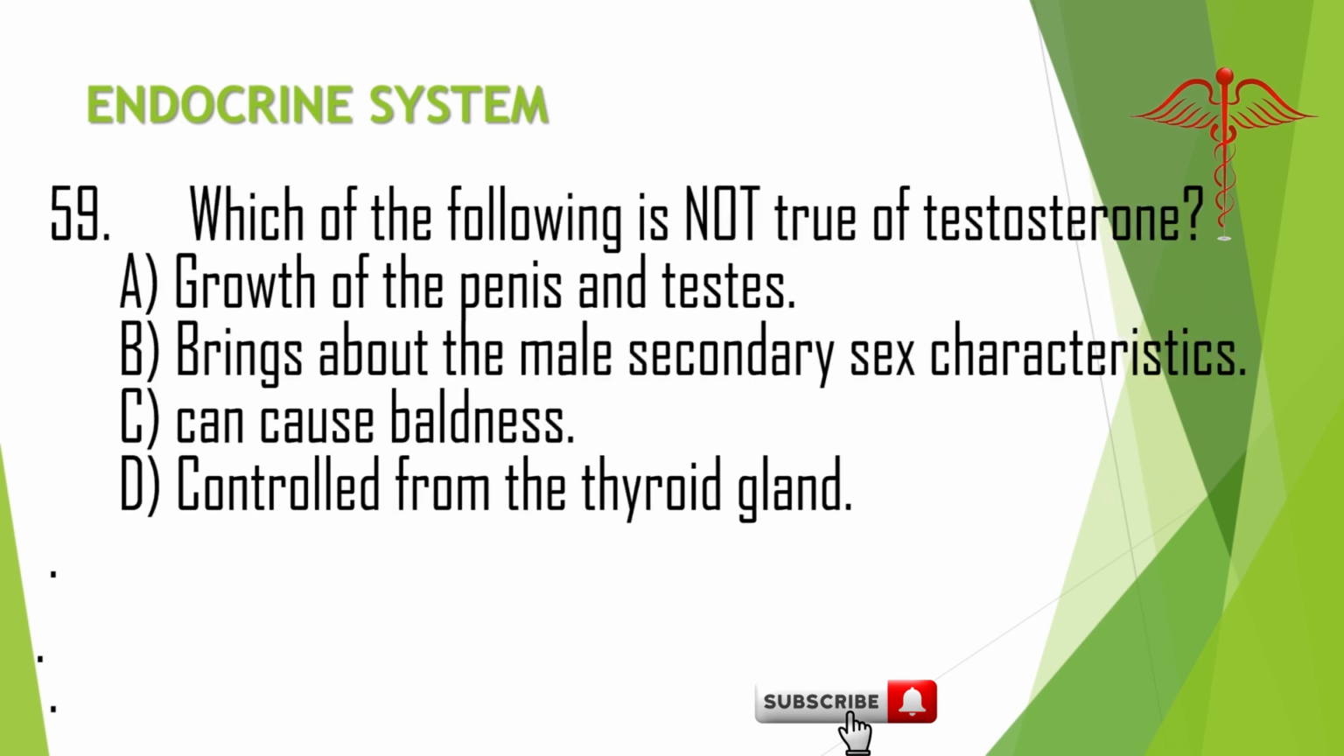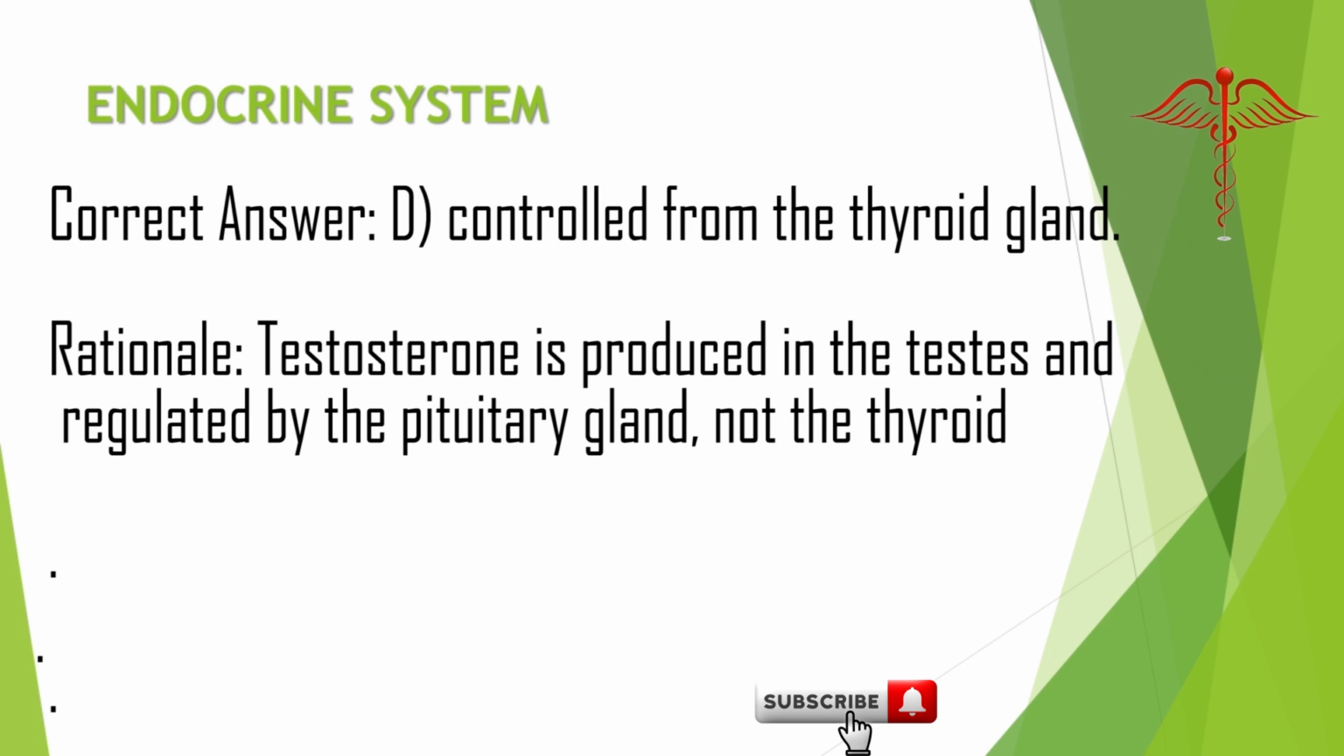59. Which of the following is not true of testosterone? A. Growth of the penis and testes. B. Brings about the male secondary sex characteristics. C. Can cause baldness. D. Controlled from the thyroid gland. Correct answer: D. Controlled from the thyroid gland. Rationale: testosterone is produced in the testes and regulated by the pituitary gland, not the thyroid.